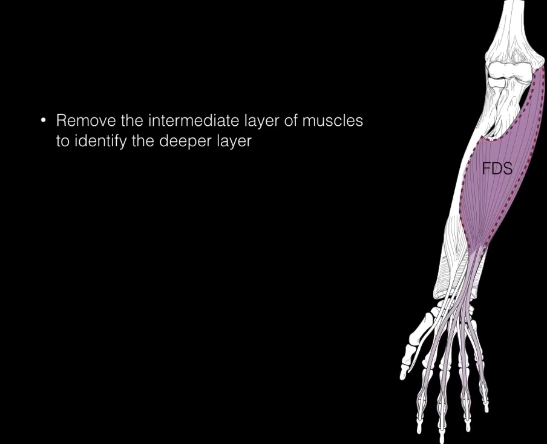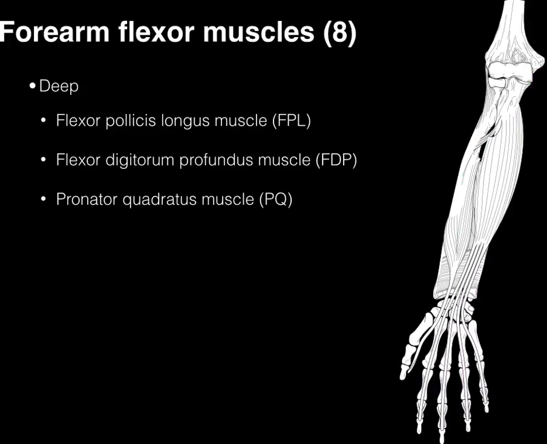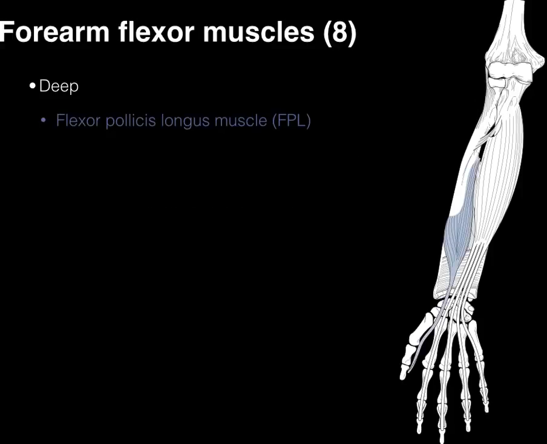All right, so now let's remove this intermediate layer, get rid of the FDS, and now we're in the last 3, the deep layers. And so one of those is the flexor pollicis longus, and the name tells you what it does. It flexes, pollicis, whenever you see pollicis, think thumb. It arises from the radius, courses through the carpal tunnel, and inserts on the distal phalanx of your thumb, and it will flex your thumb.